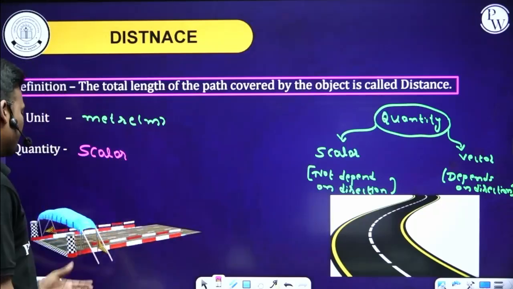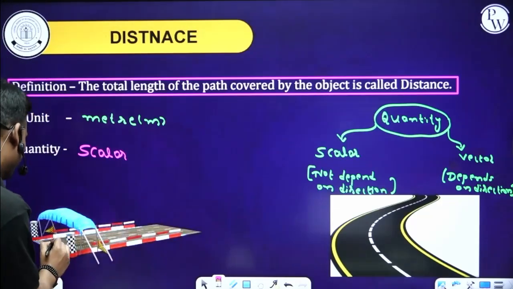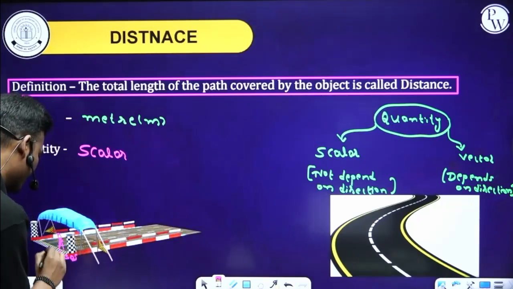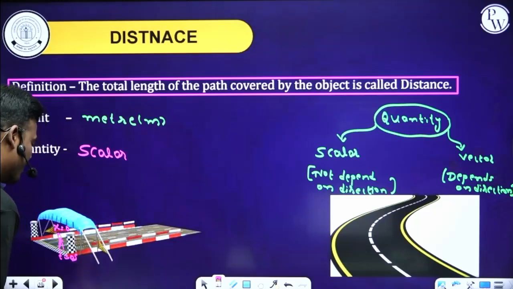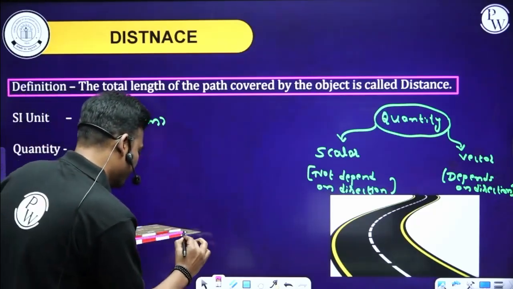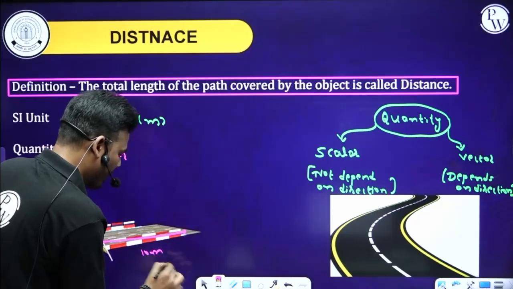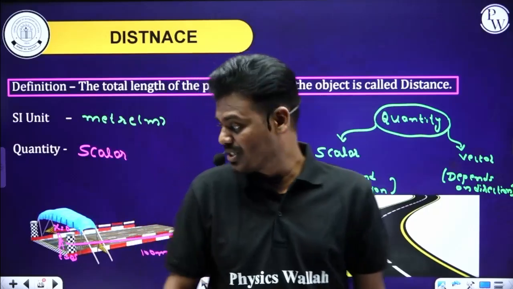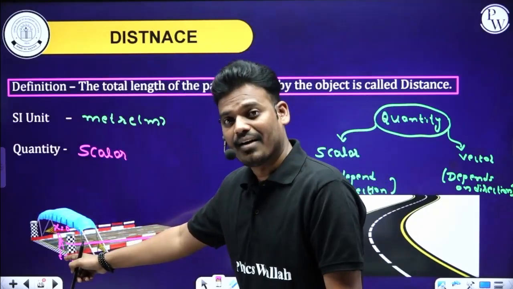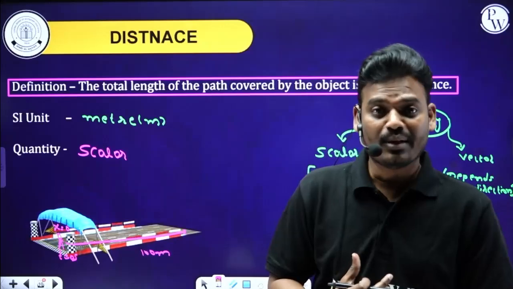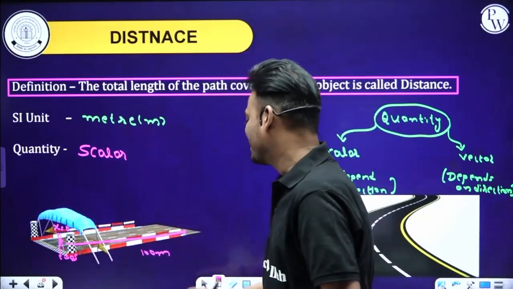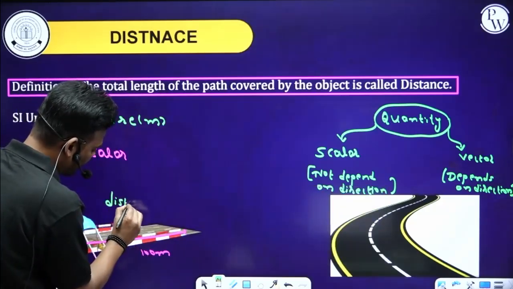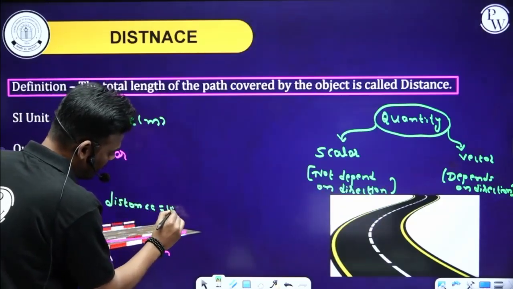And as an example, consider there is a straight road. Let's consider t equals 0 second and the initial position is 0, that means the starting point, and the body has traveled, let's consider, 100 meter. Then what is the distance this body has traveled? Distance is nothing but the total length of the path covered. Therefore, the distance is 100 meter in this particular situation.